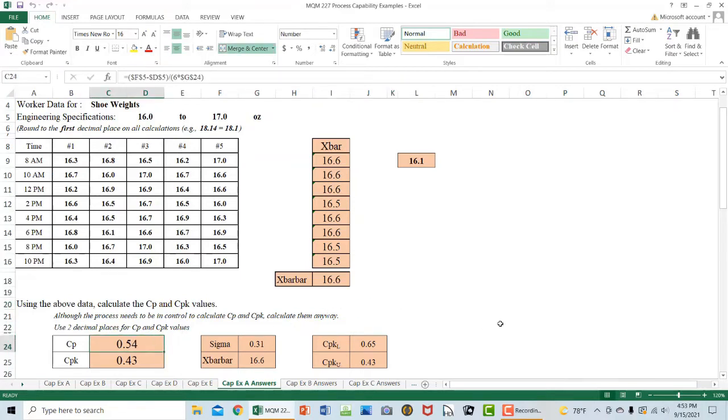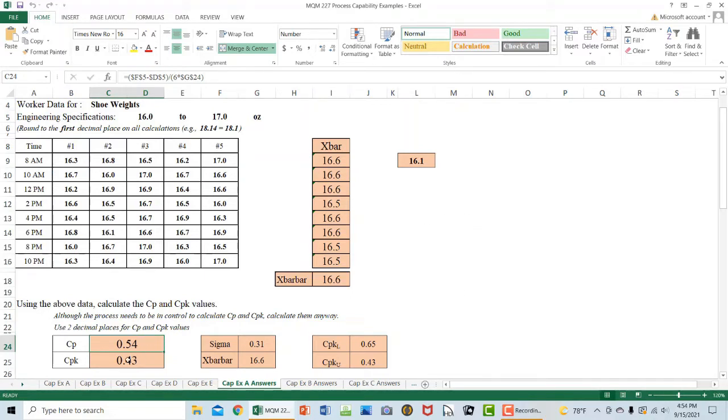This one is 0.54. Also, I should tell you, in chapter 9 near the end, there are a few examples of calculating the CP and Cpk. There's also an example in the chapter 9 notes as well. Okay, and I think there's a video as well.